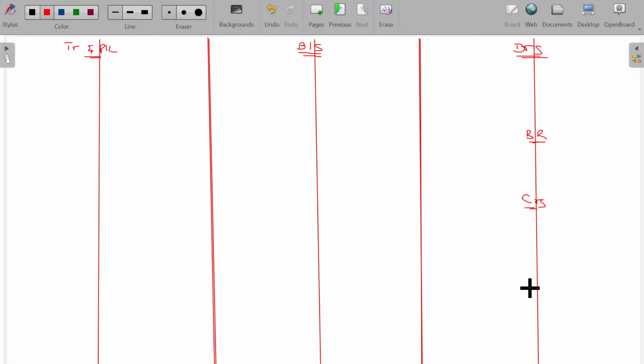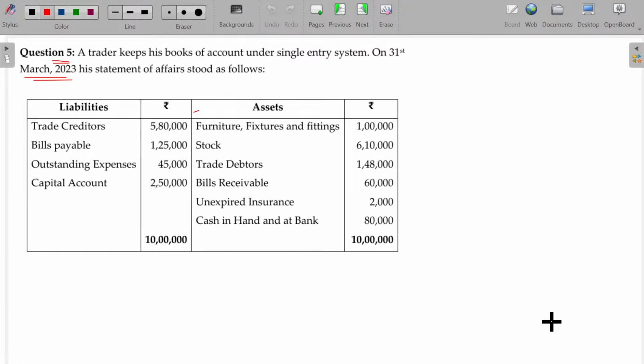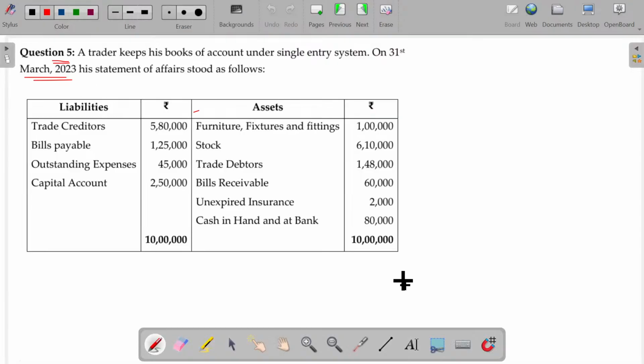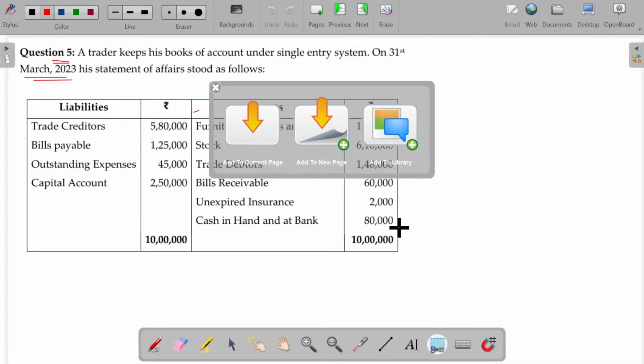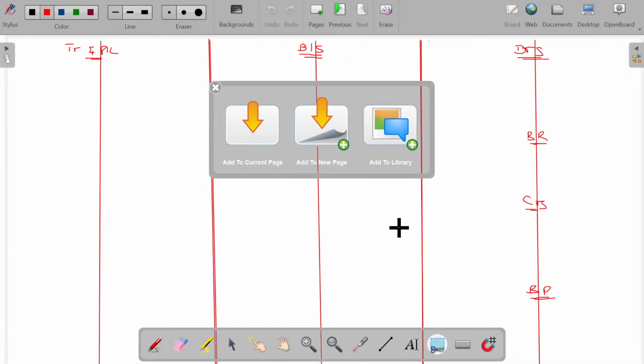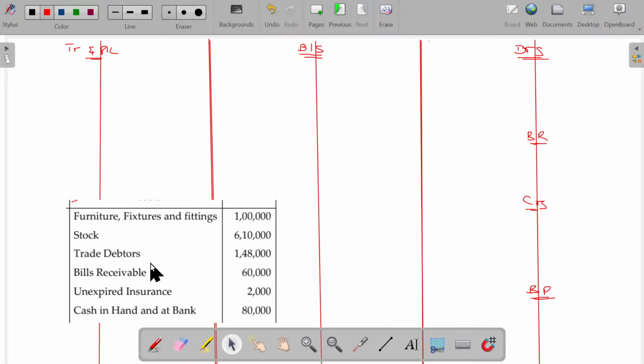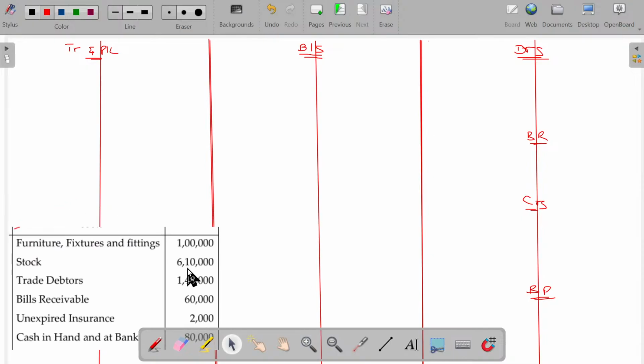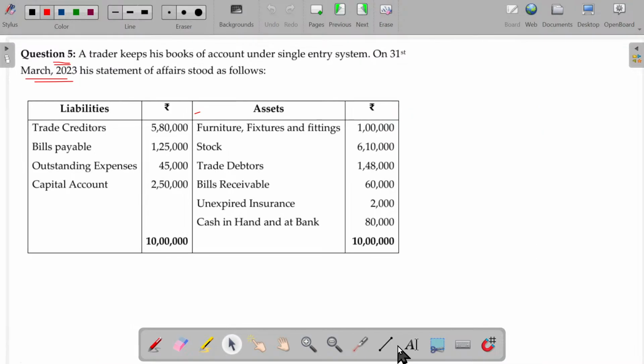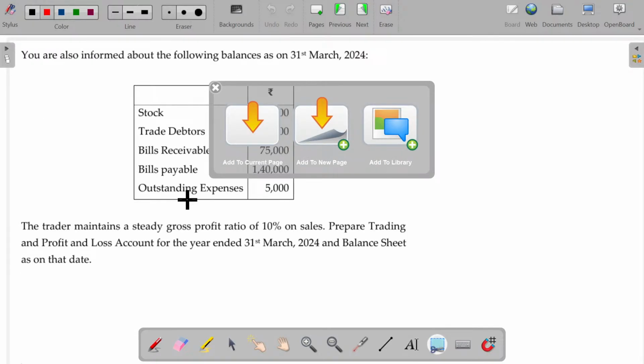With the bills payable. Start posting all the items here. First, let's start with the assets, and then liabilities. We have to finish up posting the assets and liabilities.